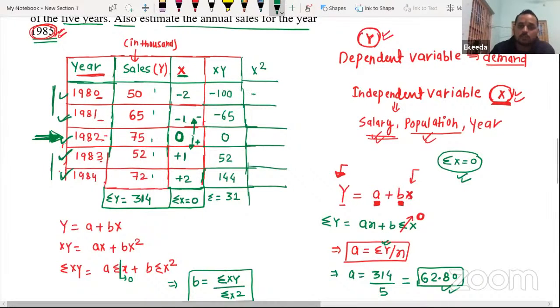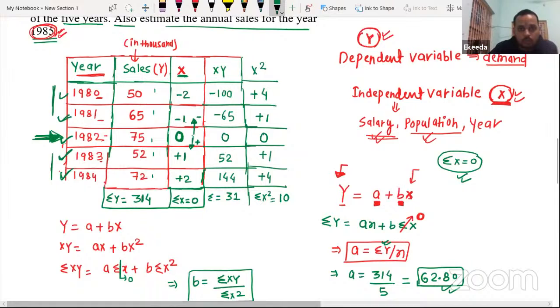So this is plus 4. This is plus 1. Okay, here we have got the x value. So this is 0. This is again plus 1, and this is plus 4. So summation x square we will get 10. Okay, this we will get as 10.